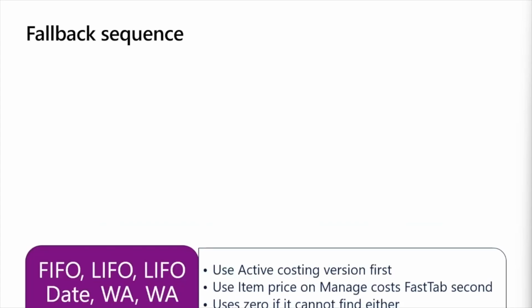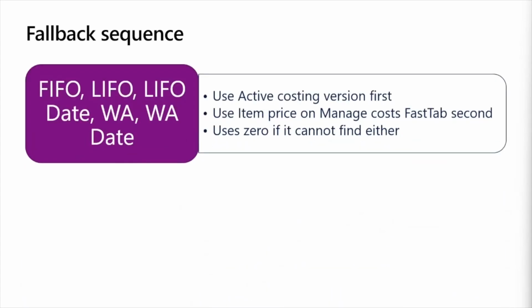Because there are multiple ways, as we just described, that you can define a default cost for an item, it's important to understand the fallback sequence. In other words, in which order will these costs be used when there is no running average available at the time of posting? When you use any periodic model of costing, the system will first look to see if there's an active costing version with a standard cost. If there is none, then the system will look to use the item price on the Manage Costs FastTab in the Release Product Details page. If neither cost is available, the system will use 0 as the issue cost, which we saw in our earlier example.